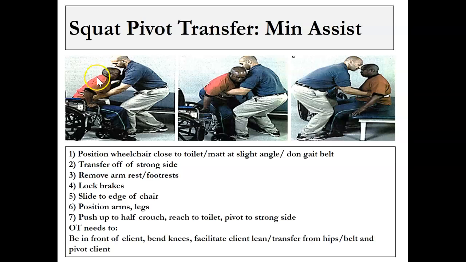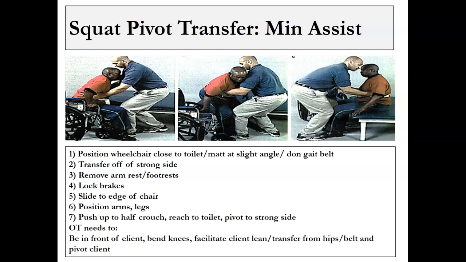In this picture, this man's left leg. This is his left leg. He's transferring off his left leg. He's pivoting off the left leg. So the strong leg is closest to where he's going. He pivots off that left leg and he does the squat and he sits.